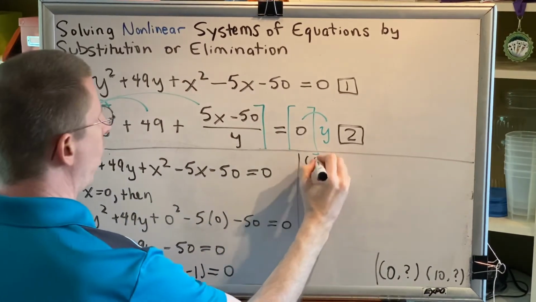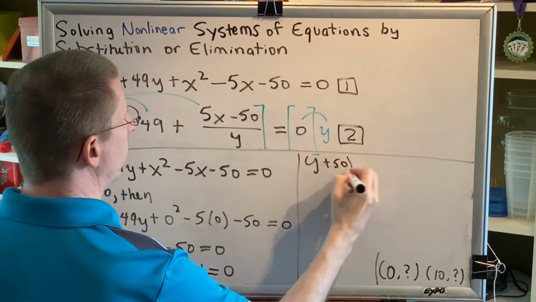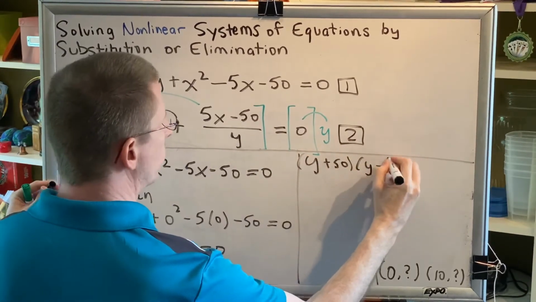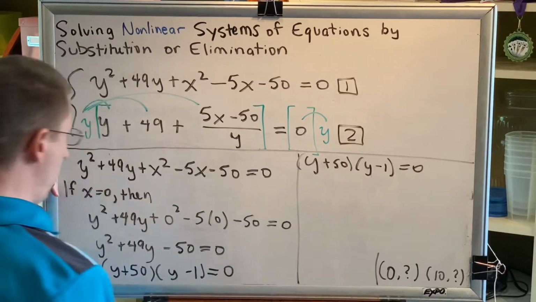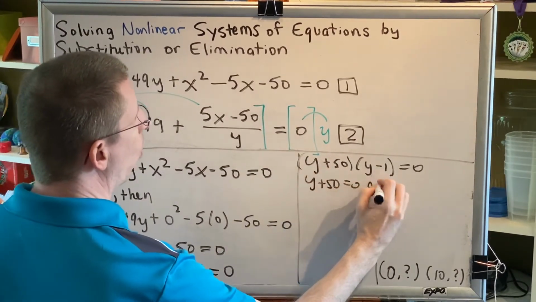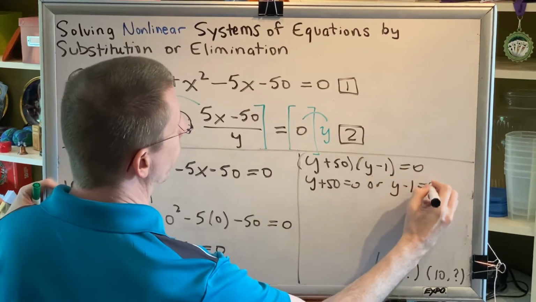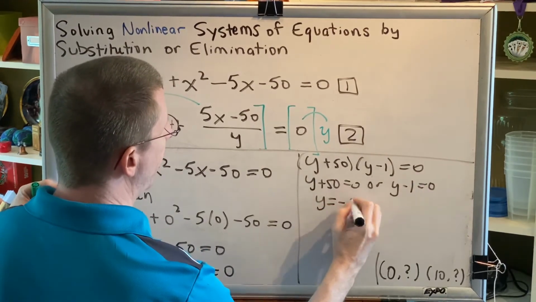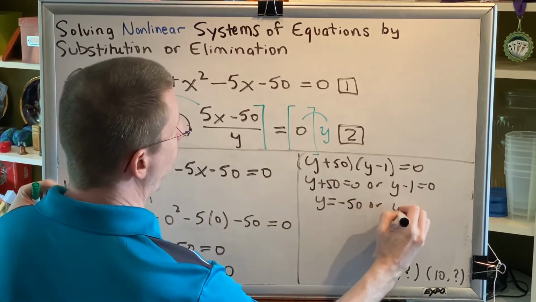Okay, so y plus 50, y minus 1 equals 0. By the zero product property, we get y plus 50 equals 0, or y minus 1 equals 0. So y equals negative 50, or y equals 1.